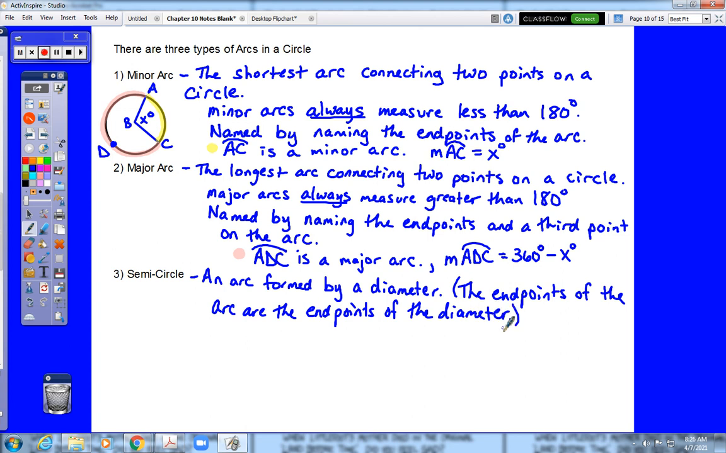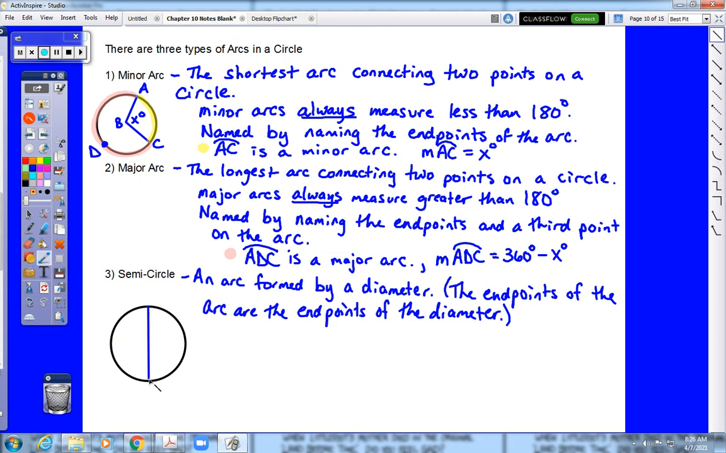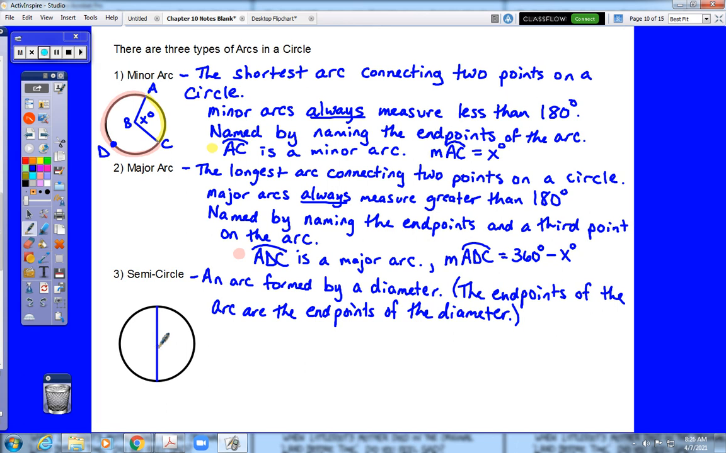Which means that semicircles are equal to 180 degrees. So again, let's just give a little drawing of that just to make sure we've got it. Okay, so here's our arc. Center's about right there. Let's say these points were called D and E.